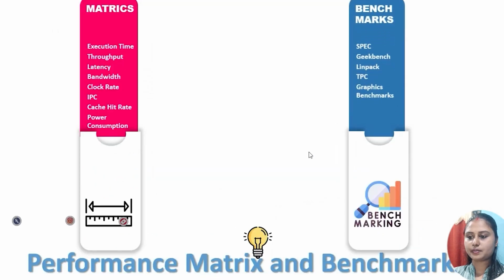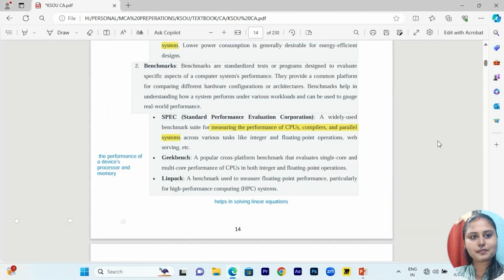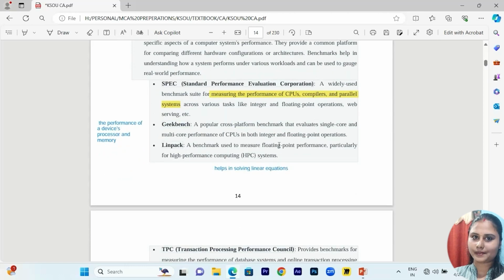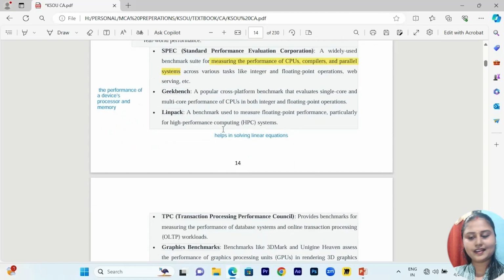And coming back to the benchmarks, they are SPEC, Geekbench, LINPACK, TPC, and graphics benchmarks. SPEC measures the performance of CPUs, compilers and parallel systems, so it measures how the CPU works, how the parallel system works, and how the compilers work. Geekbench is a popular cross-platform benchmark that helps measure the performance of devices, processors and memories. LINPACK mainly helps in solving linear equations. It helps in measuring floating point performance and high speed performance.